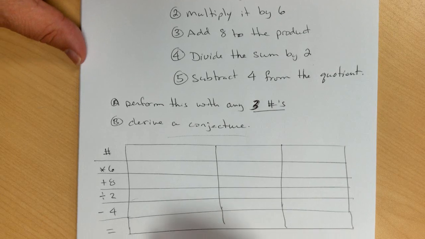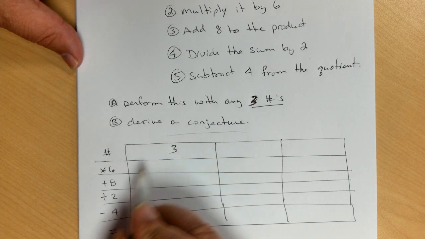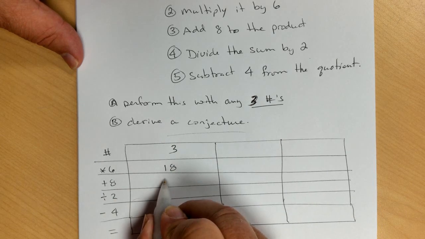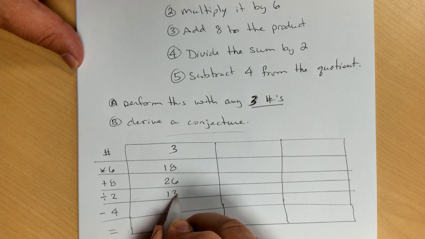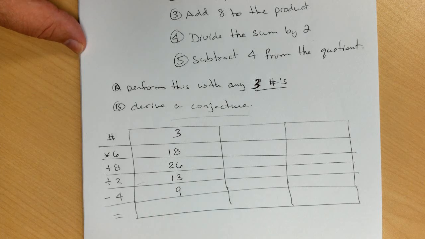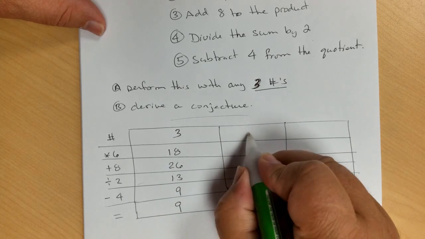So what's the first number y'all picked? Give me a number. Okay, let's do 3. 3 times 6, plus 8, divided by 2, minus 4. So our answer is 9. Another number.